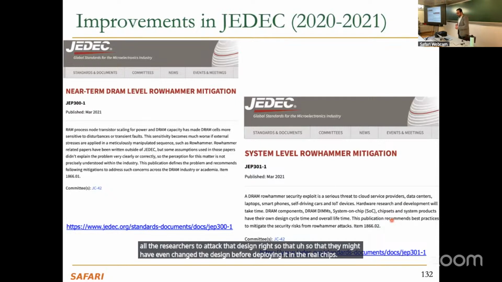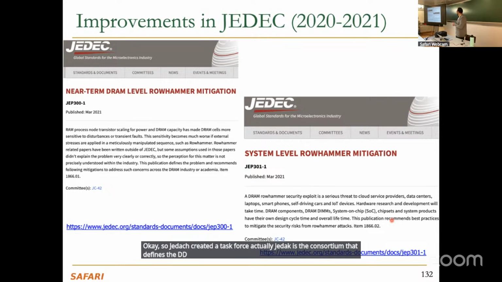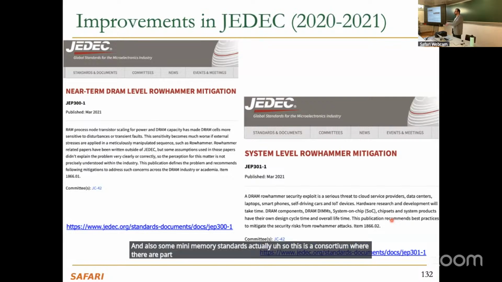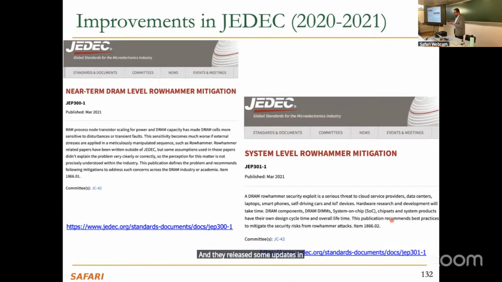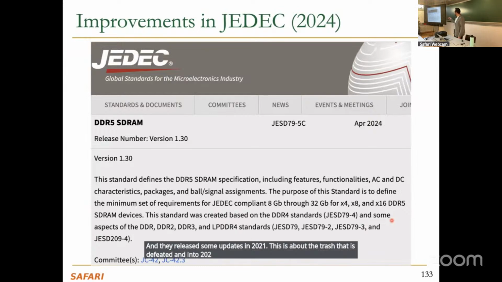Okay, so JEDEC created a task force, actually. JEDEC is the consortium that defines the DDR standards, and also many memory standards, actually. So this is a consortium where there are parties from the memory manufacturers, from the CPU manufacturers, from software companies, and they form a task force together to deal with this RowHammer issue. And they released some updates in 2021. This is about the TRR that is defeated. And in 2024, last year, they needed to release another update to DDR5 DRAM standard.